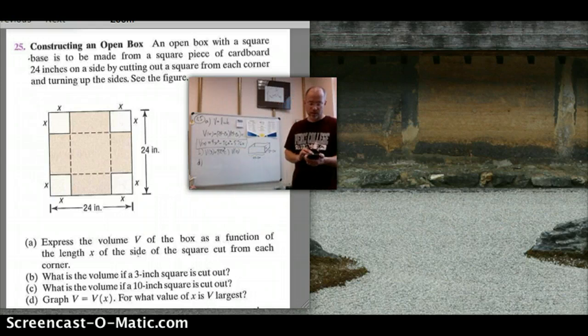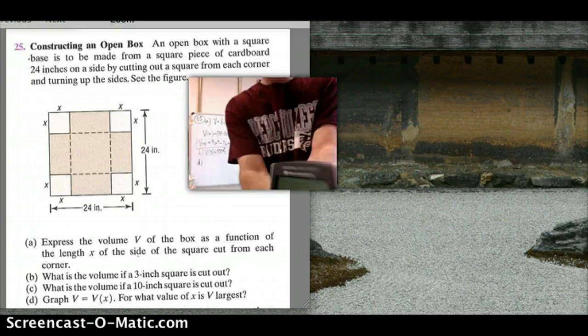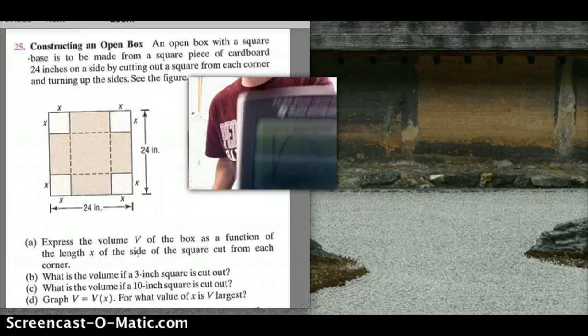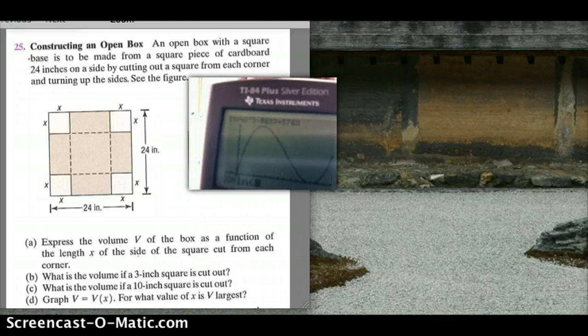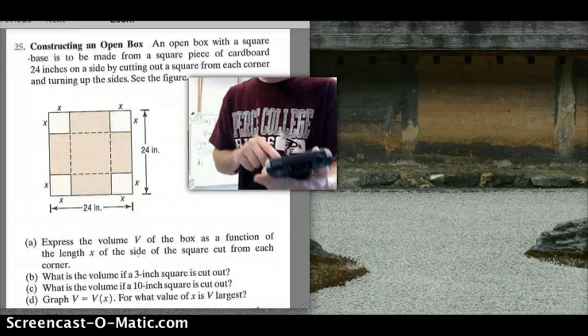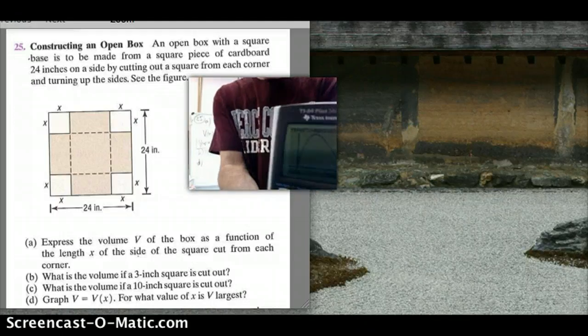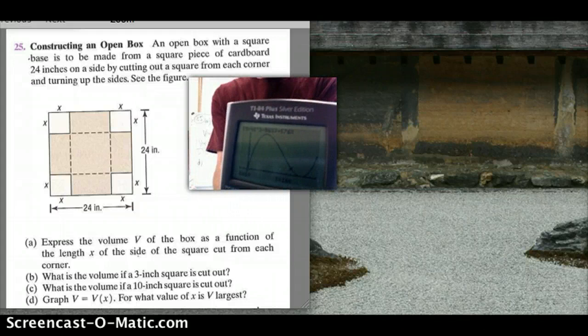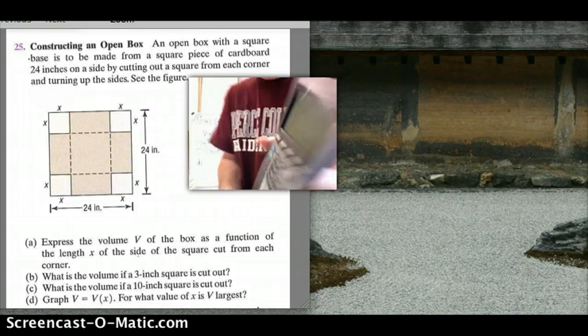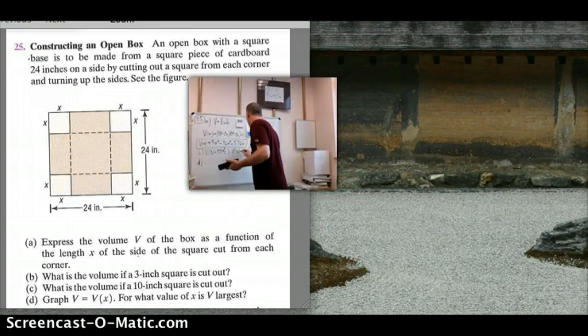If I tell the calculator 10 enter, it's going to move the cursor over here to the point 10, 160. Cubic inches.